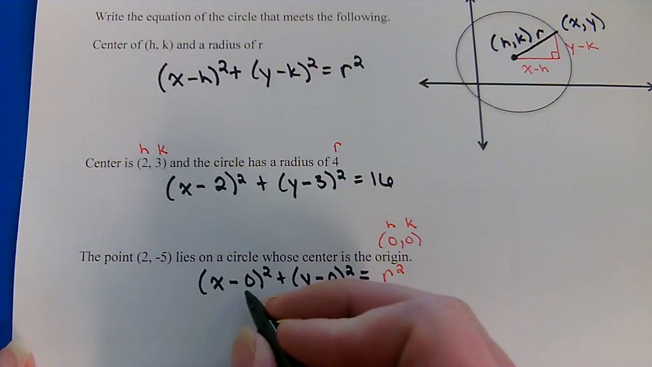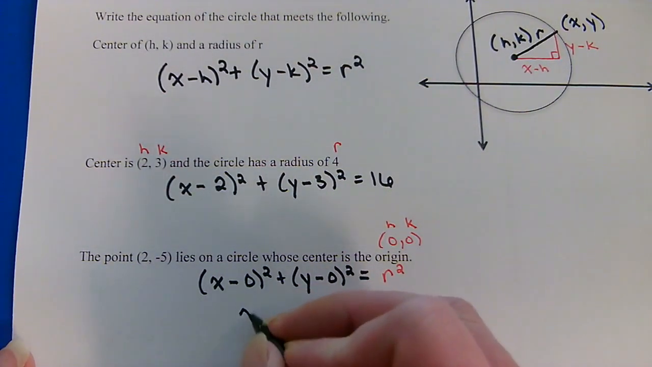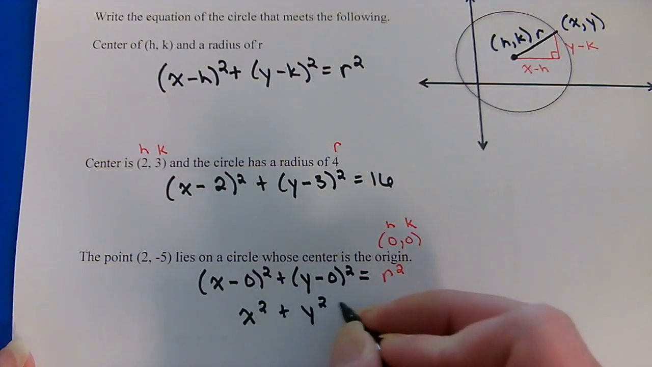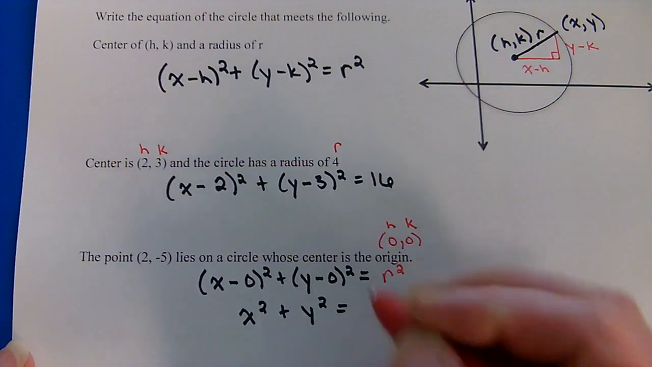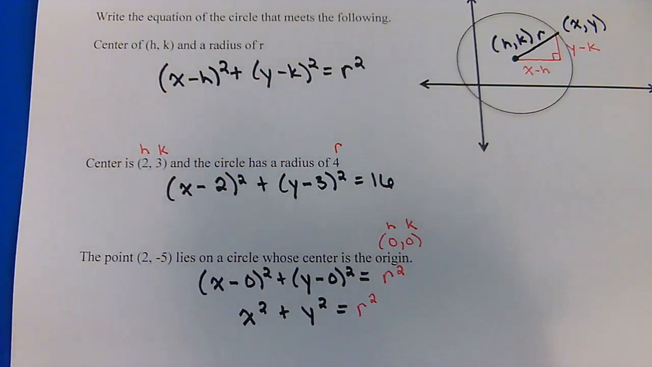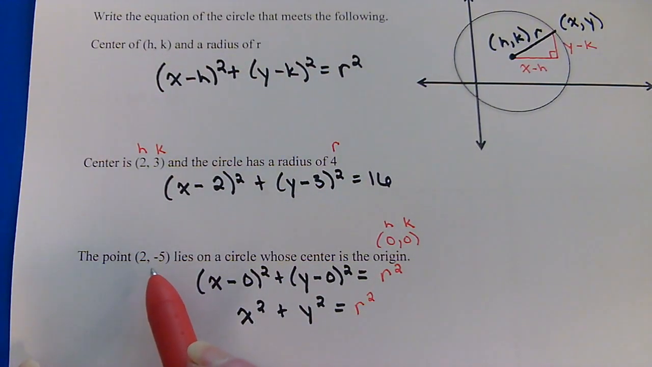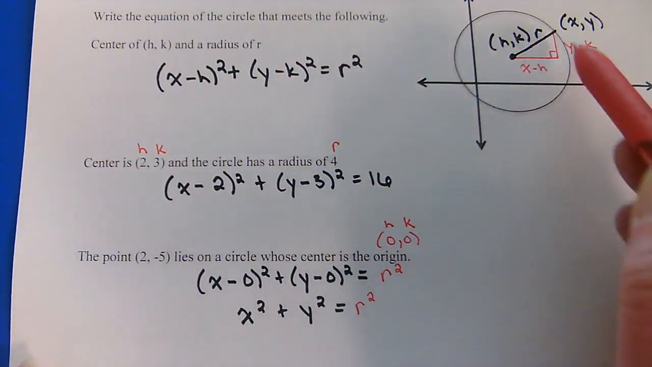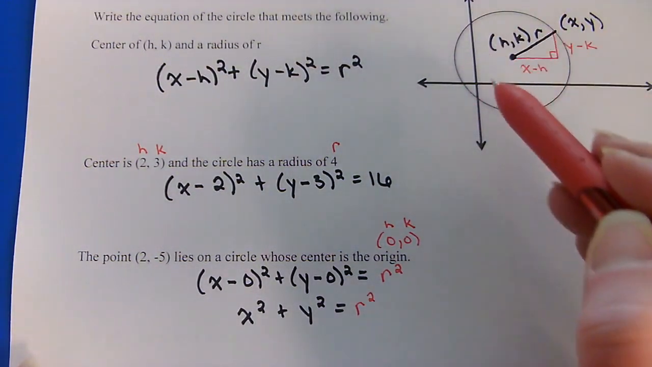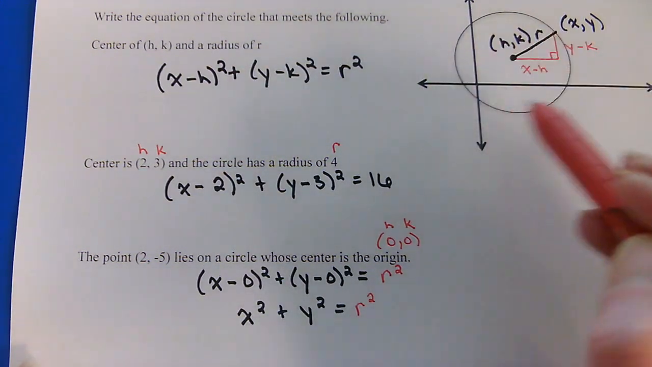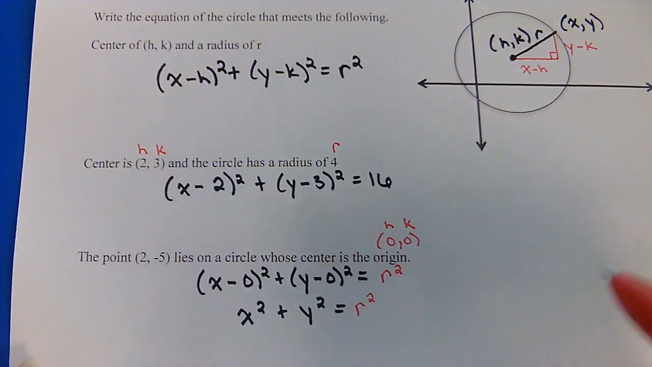Well, let's simplify this a little bit. x minus 0 is x. y minus 0 is y, equals that r squared. I still need to know r squared. I need to know r or r squared. We have this point. This is a specific point on the circle, somewhere around the circle. It's an x, y value that will make this equation true.